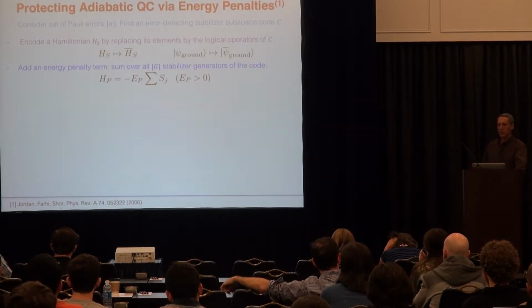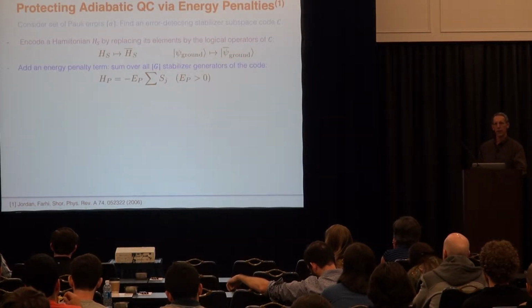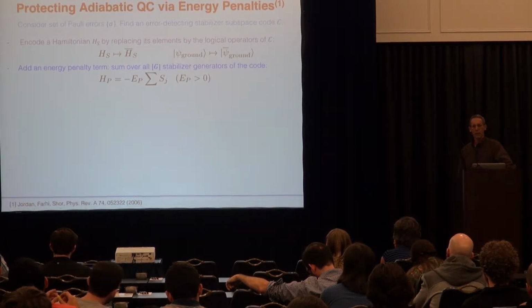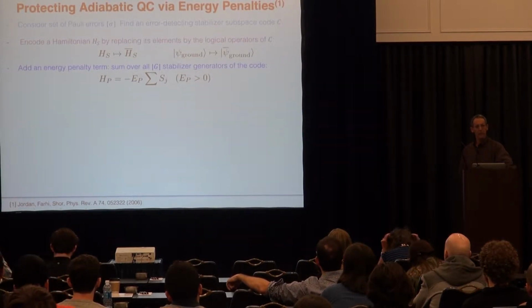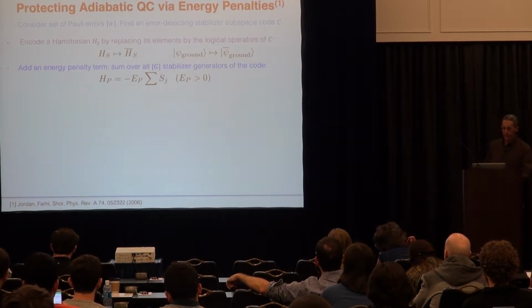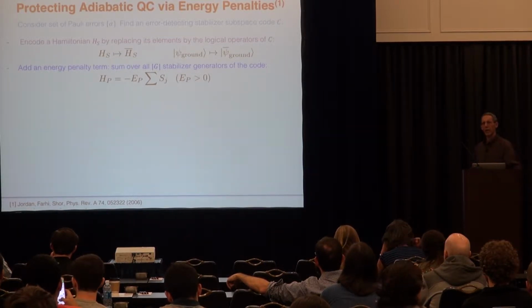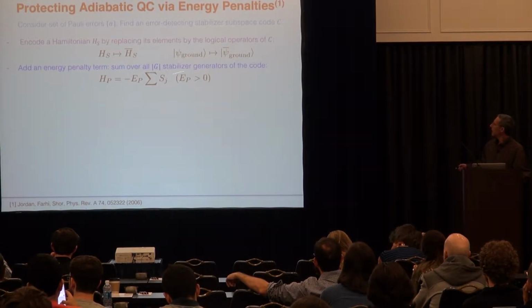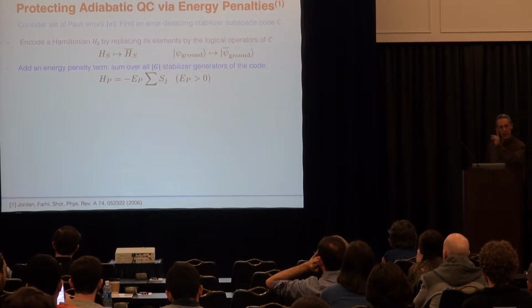So a good starting point to talk about this is the work by Jordan, Farhi, and Shor from more than a decade ago now on protecting adiabatic quantum computation using energy penalties. So let me briefly remind you how that scheme works. Again, the setting is adiabatic quantum computing. We're not going to do any kind of measurements or feedback. So consider a set of Pauli errors, call them sigma, and let's find an error detecting stabilizer subspace code, call it C.